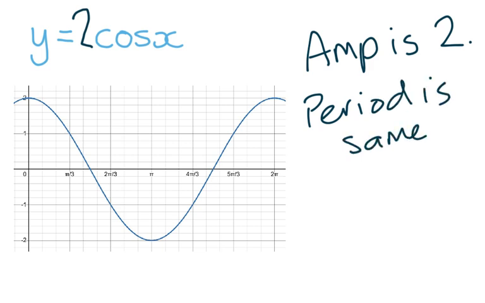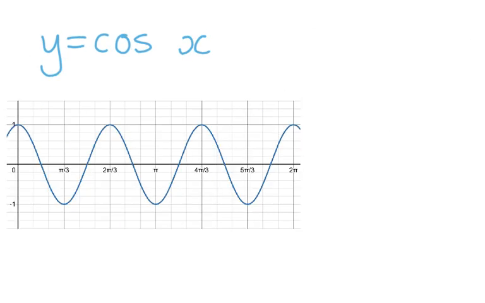Period is still 2 pi because there's still only one cycle being completed within 2 pi, and the graph hasn't been moved up or down, left or right. If we look at the next one though, same again, the amplitude I've left as 1. So the amplitude is the same, that's why there's no number before the cosine. However, we are missing our b value here.